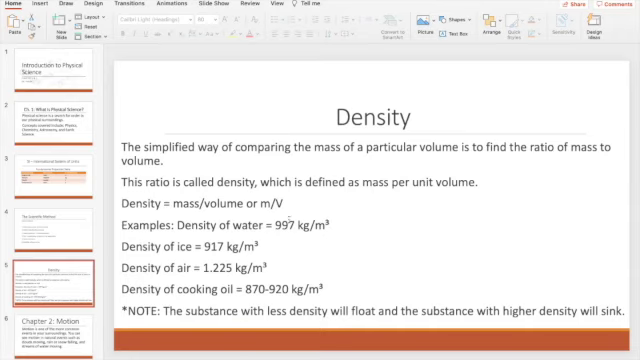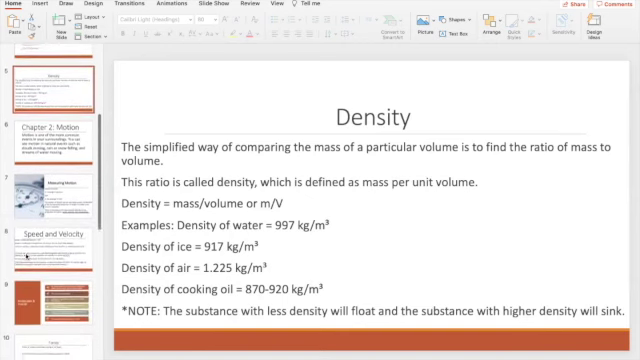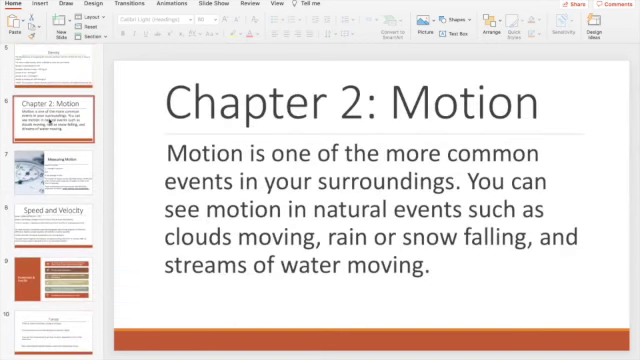Anytime you have ever had a glass of ice water, you will notice that the ice will always float on top of the water because the ice is less dense than the water. So more dense sinks, less dense floats. That will be a question in the future. All right, so that was chapter 1.